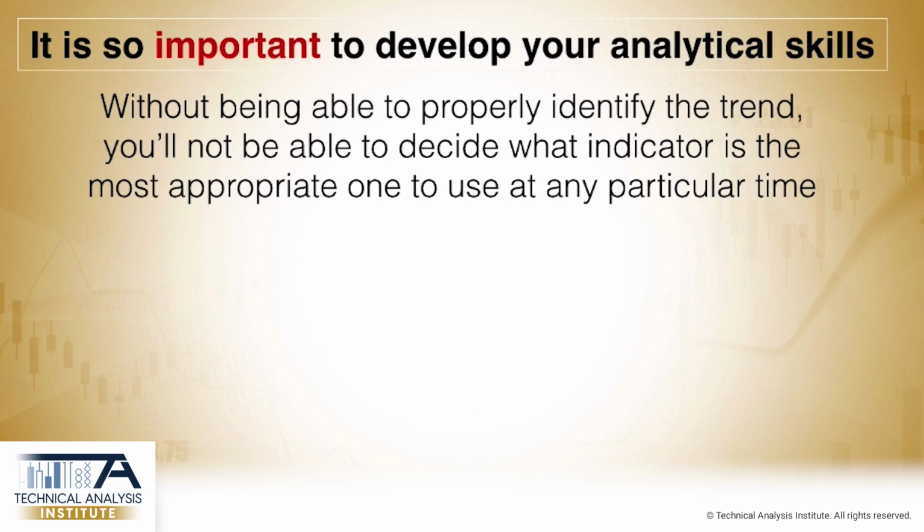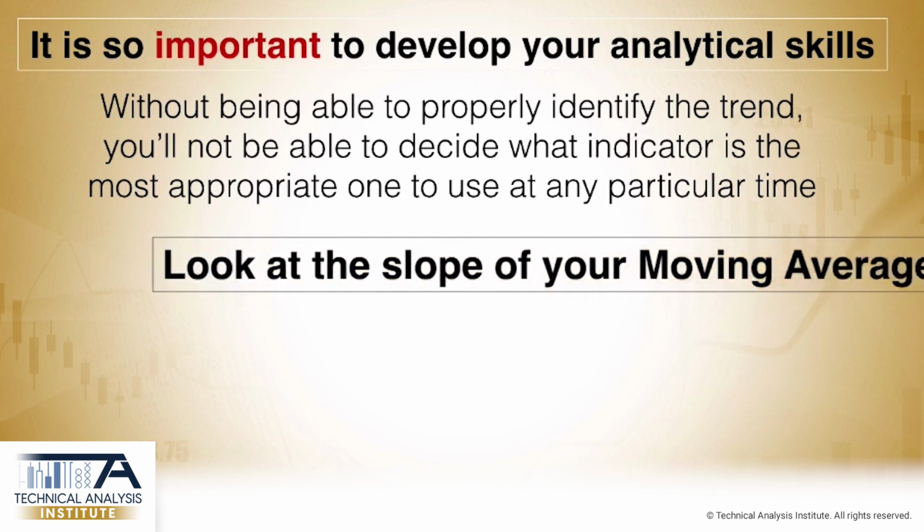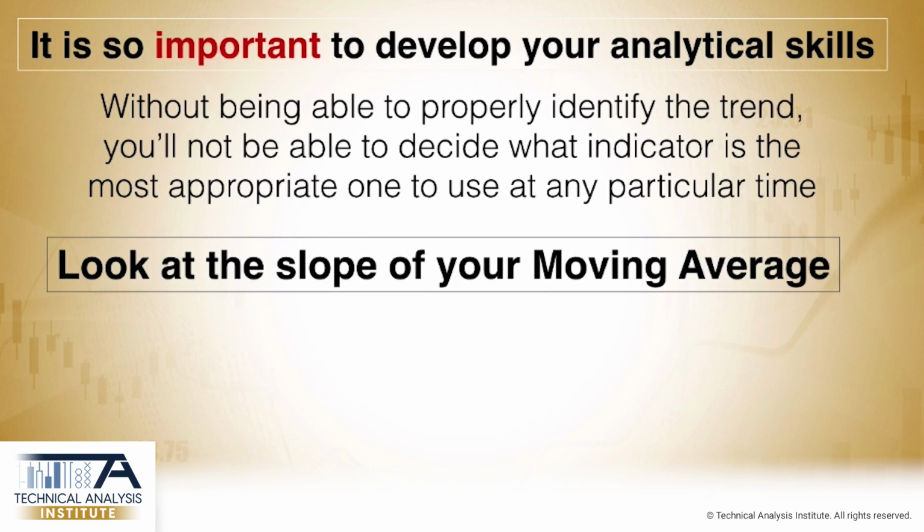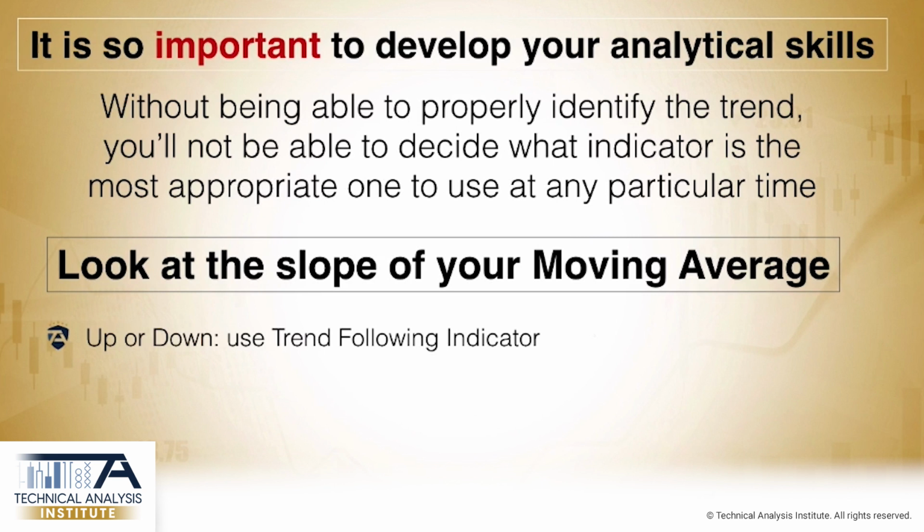Fortunately, you already know at least one quick way to decide. Look at the slope of your moving average. If it is up or down, the market is trending and it requires the use of a trend-following indicator to time your entries. If the moving average is flat, then an oscillator will be the more appropriate choice. This knowledge is key and is indeed the first step in our dual frame top strategy.